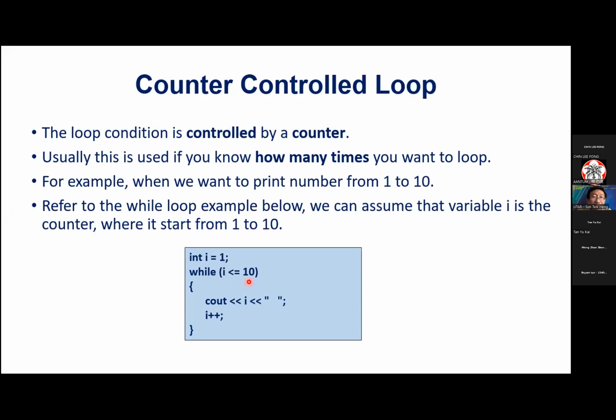In this case here, it is a counter control loop. For a counter control loop, we can see that I will act as the counter. The condition that we are checking is that the value in the variable I must meet the condition. Every time we go into the body of the while loop, we will increment the value of the variable I by 1. This will ensure that at one time, when the value in the variable I is not less than or equal to 10, the while loop will be able to terminate.